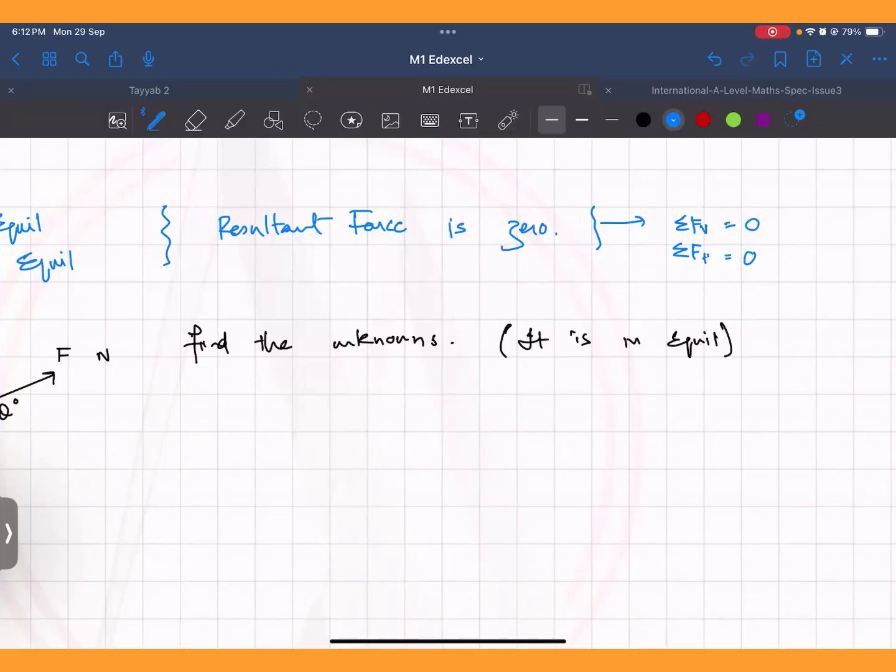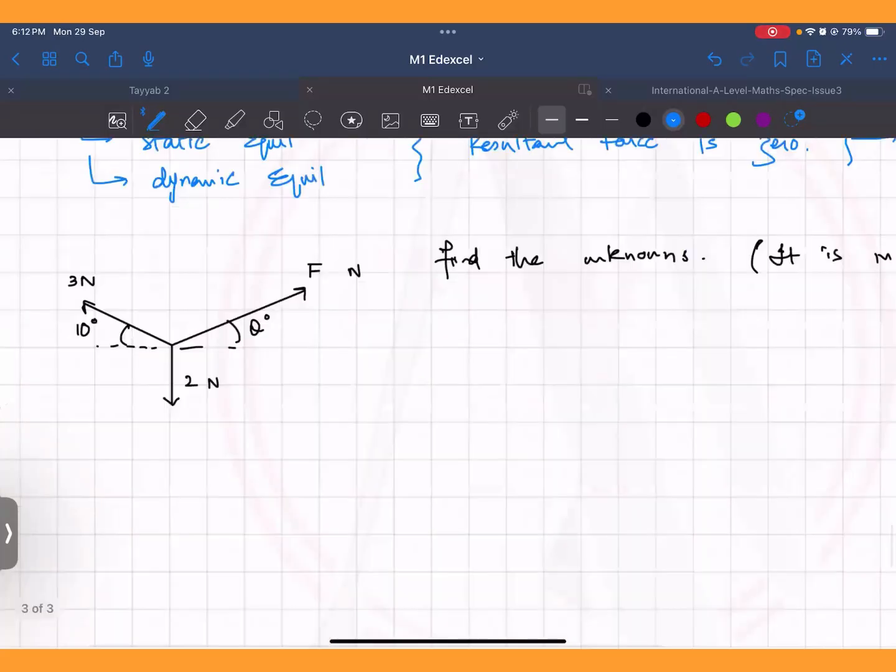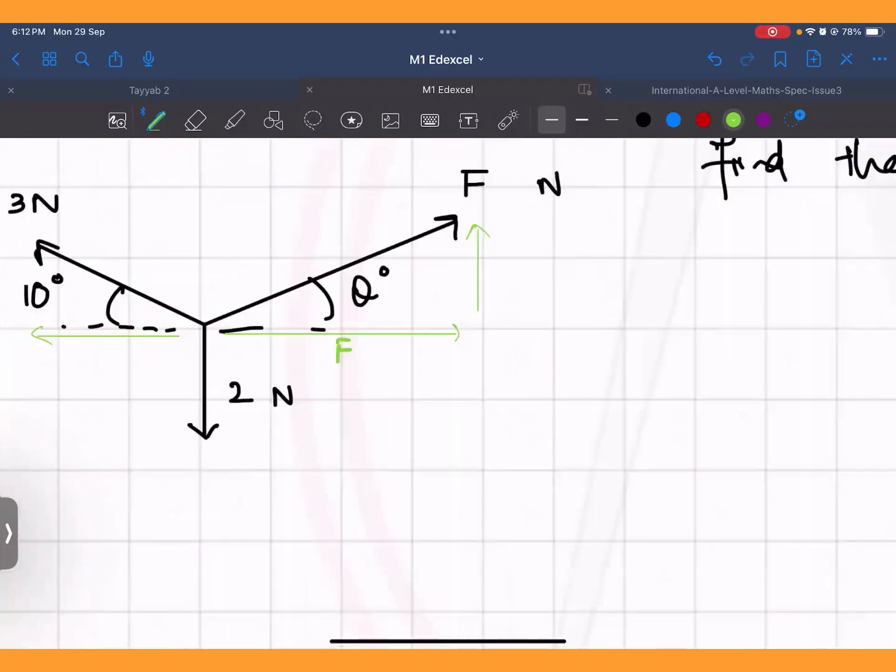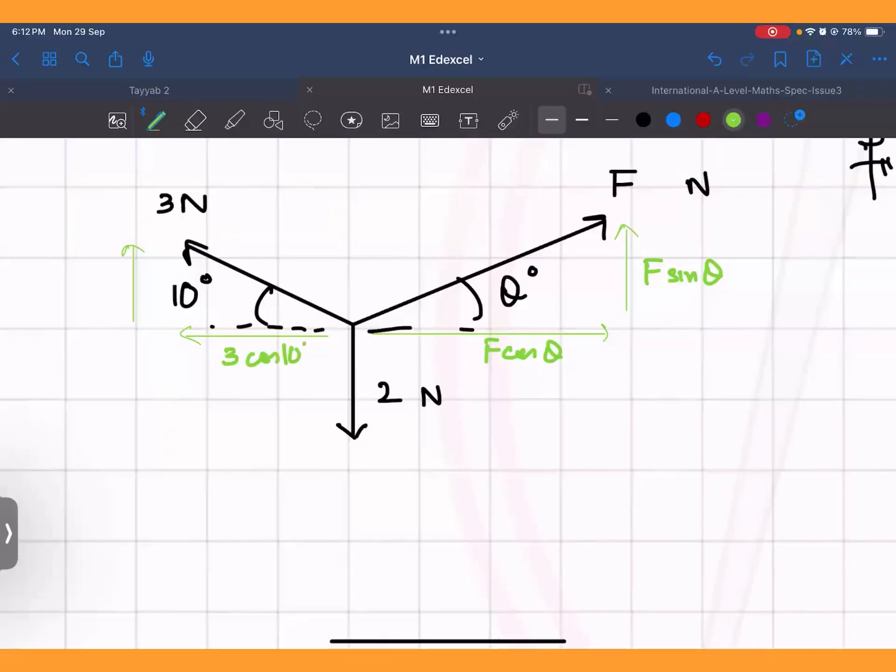So now what? In this case, you would again break it down into components. So this would be the horizontal component, and this would be the vertical component for this one, horizontal component and vertical component. And then if you write them down, this would be f cos theta. This would be f sin theta. And this would be 3 cos 10. This would be 3 sin 10.